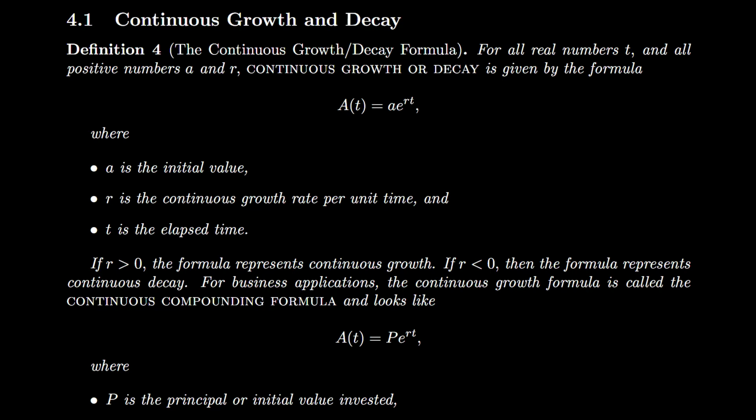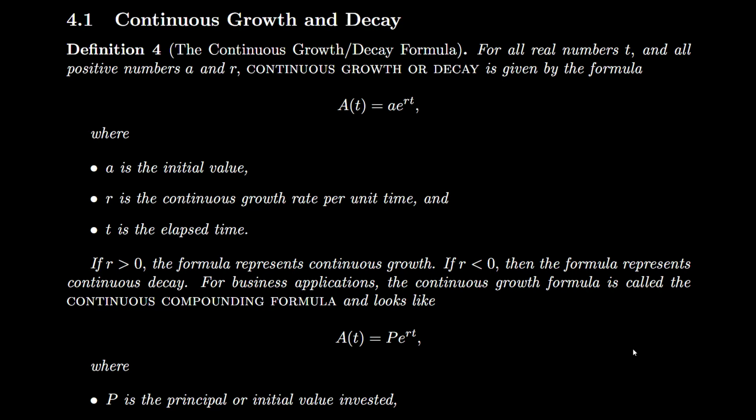So a times e to the rt. A is the initial value, r is continuous growth per unit time, and t is the elapsed time. If r is greater than 0, it's growth. If r is less than 0, the formula is decay. All right, we've seen all that before. It's the exact same thing as before, except now our b value, our base, is just e. But that's continuous growth. So we don't have to worry about how often you're compounding. You are all the time, forever, doing the thing that you're wanting to do.